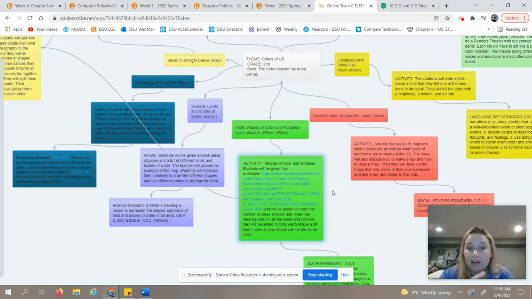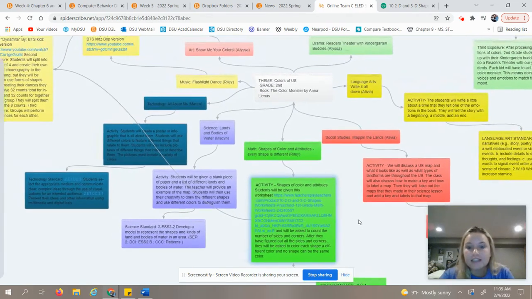After they have figured out all the sides and the corners, they will be asked to color each shape a different color, and the shape cannot be the same color as a different one, so they all have to be different. And this ties into the flashlight dance, and the flashlight dance ties into math because since we're learning about shapes, they are only allowed to use shapes when making a choreography for their dance.